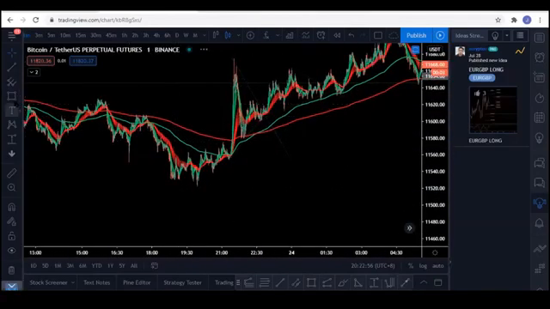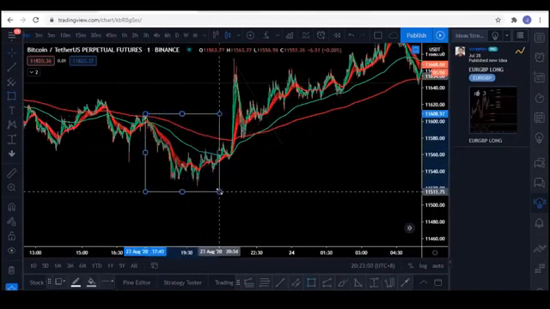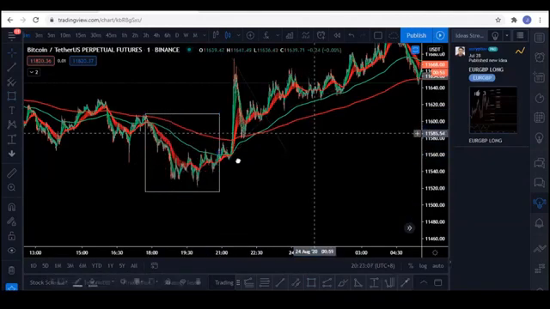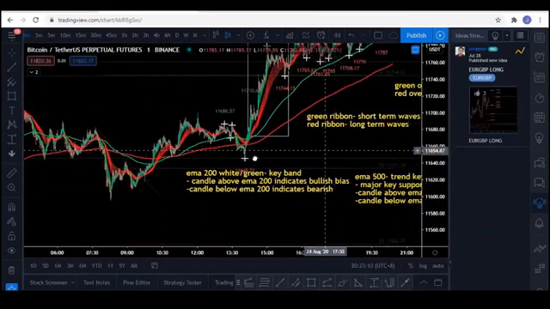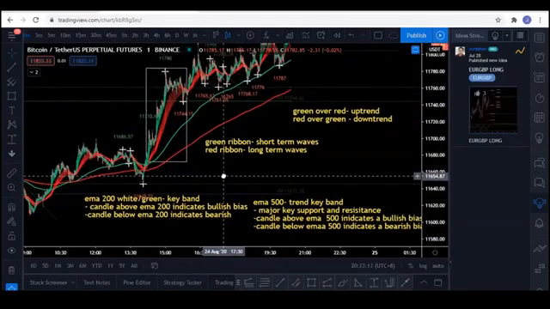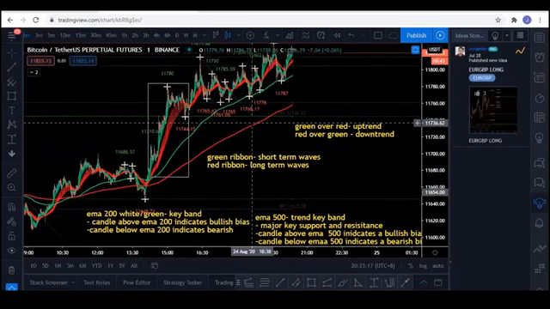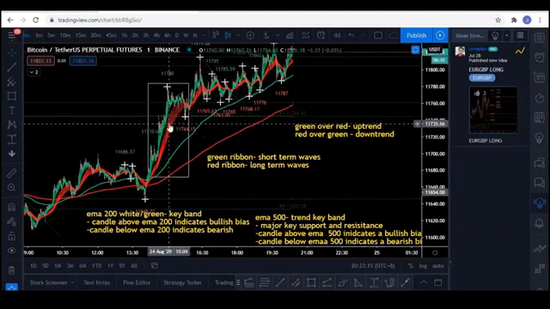This one indicates a downtrend. Red waves over green waves is downtrend or bearish. Did you get it? So now we already know what these are: EMA 200, EMA 500. Next are our short-term waves and our long-term waves.